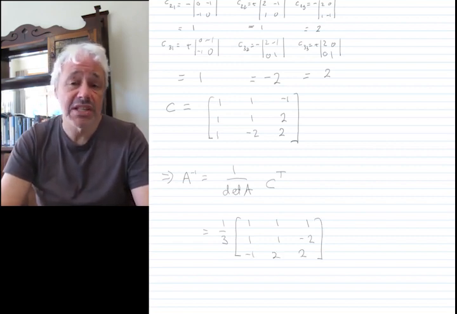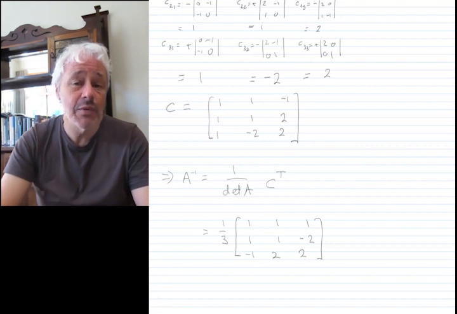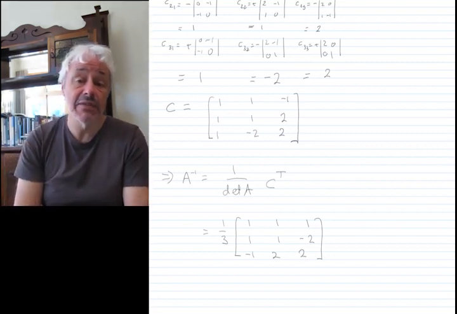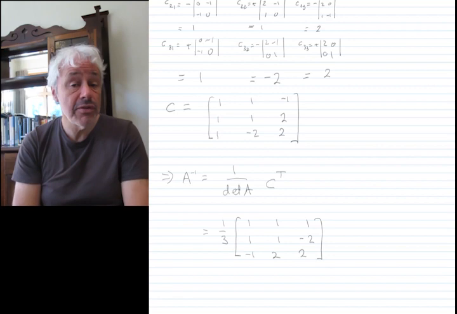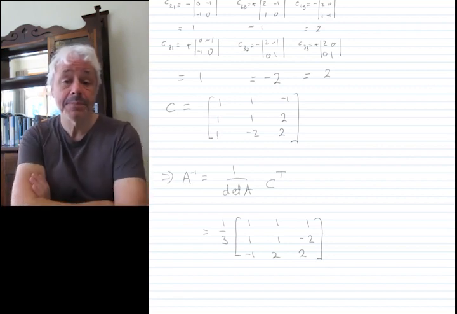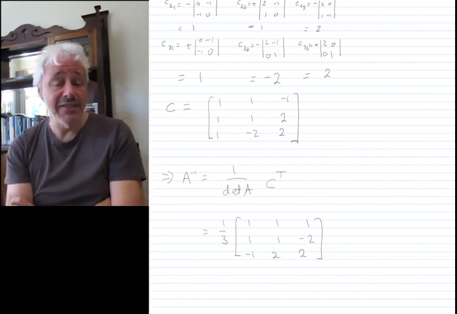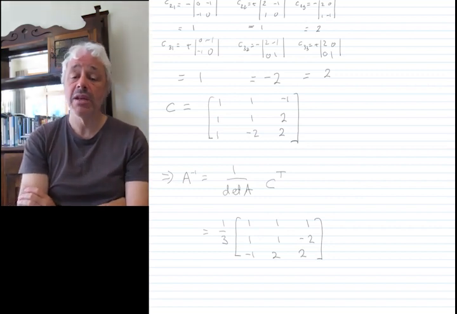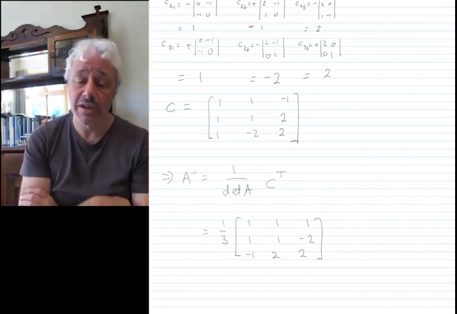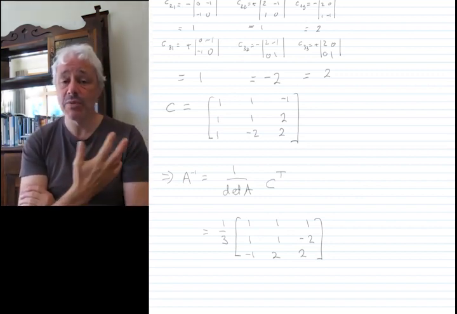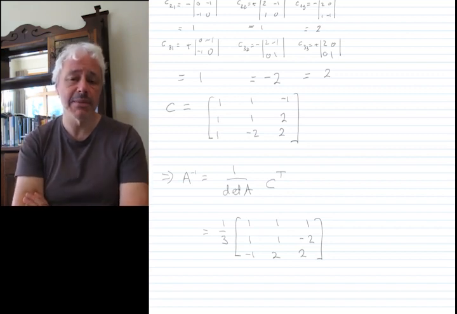Now, that was just an example. In that case, it would have been a similar amount of work to find A inverse using the row reduction method, but it's still very convenient to have an algebraic formula for the inverse that you can use if you want to do some algebra with it, like manipulate it for some other application.